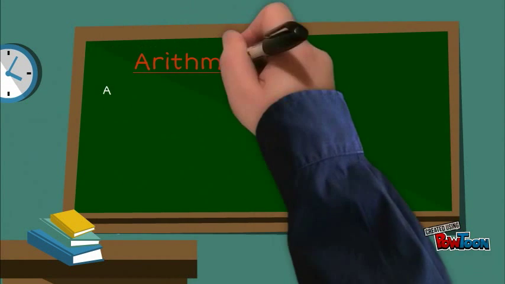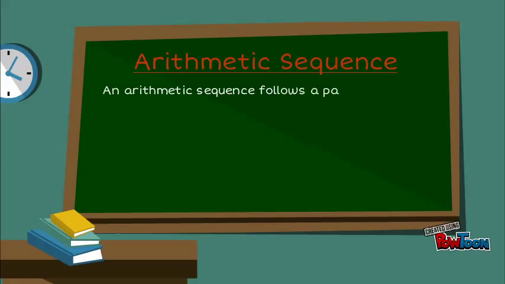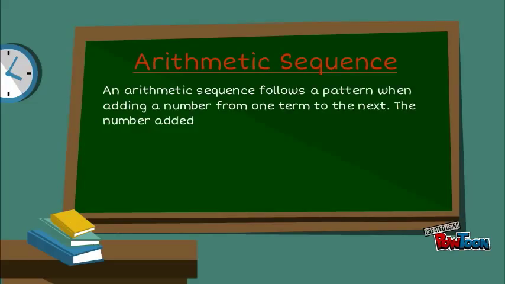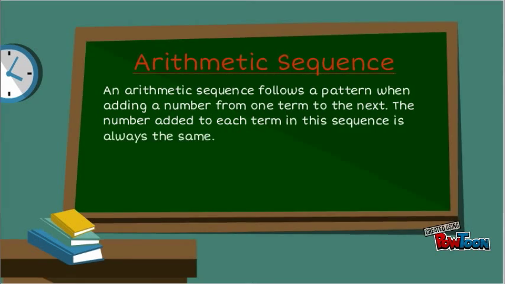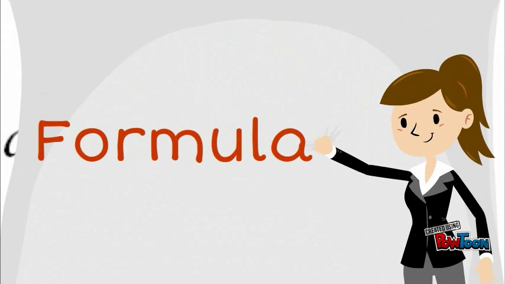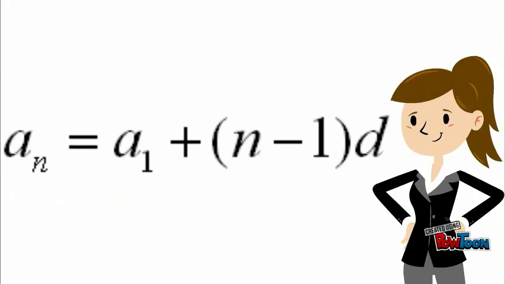Now let's see what an arithmetic sequence is. An arithmetic sequence follows a pattern of adding a number from one term to the next. The number added to each term in the sequence is always the same. The formula used to find any term of an arithmetic sequence is the one shown below. In this formula, a1 is the first term of the sequence, d is the common difference, and n is the number that we are trying to find.